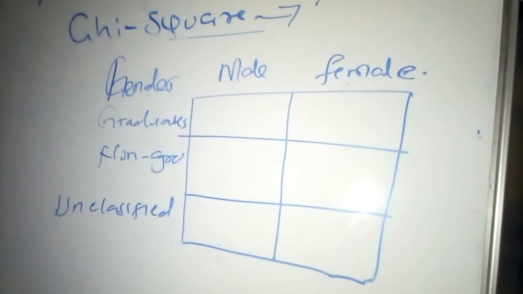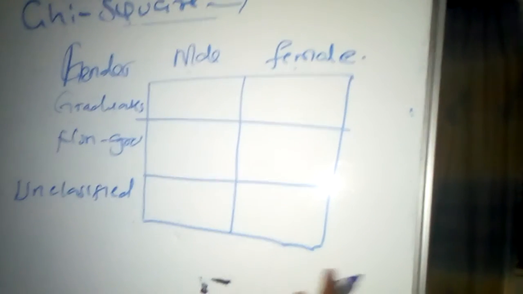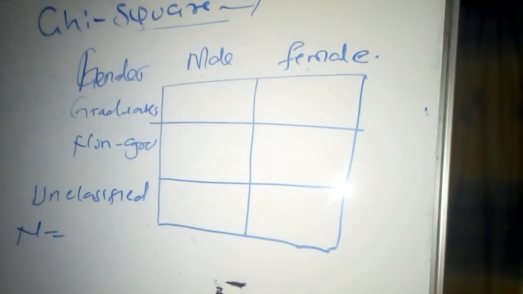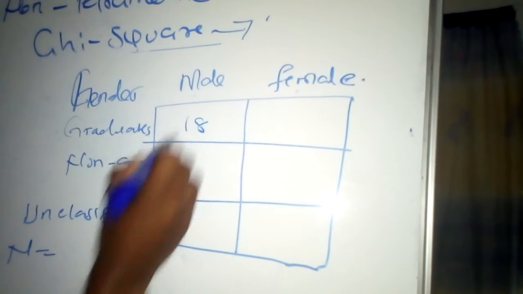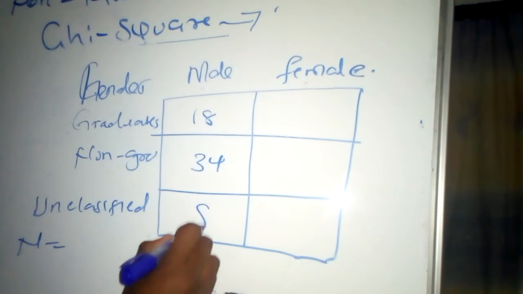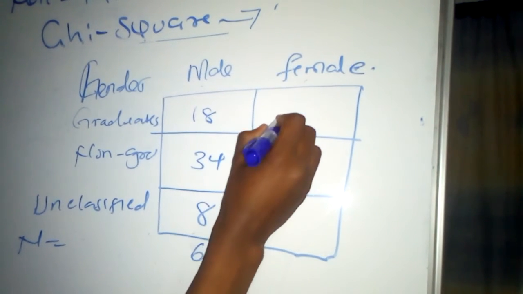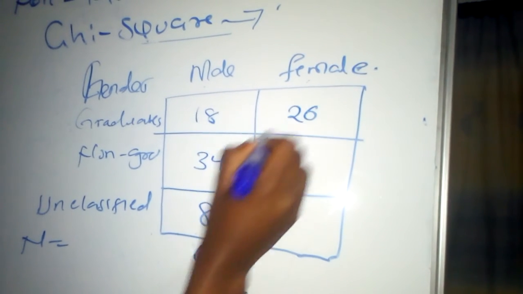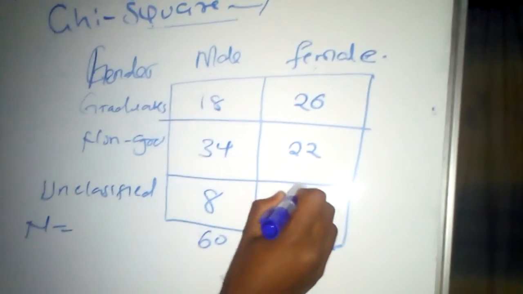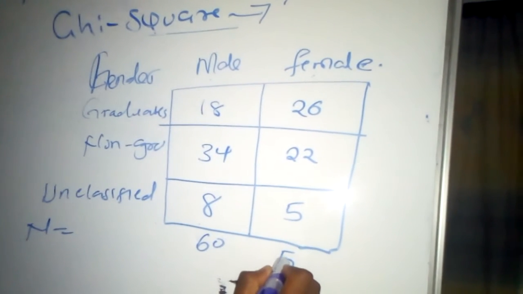So in my groups here I will be having my subtotals, which are the marginal totals, and then I will have my capital N, which is the overall total for the whole data. And therefore the graduated males are 18, non-graduates are 34, those who are not classified are 8, the total should be 60. For females, I have graduated females are 26, the non-graduated are 22, and those who are not classified are 5. The total should be 50.